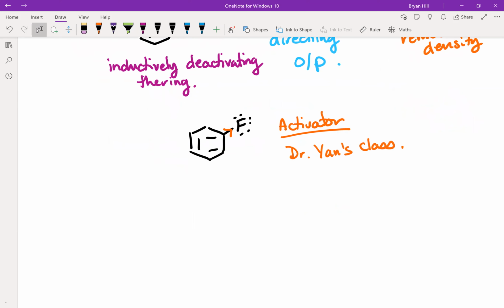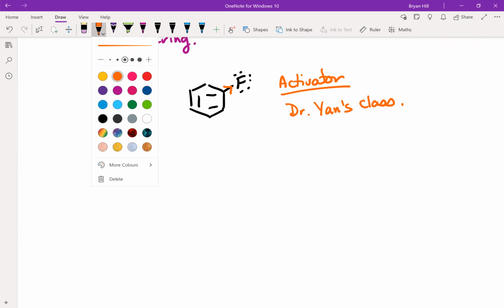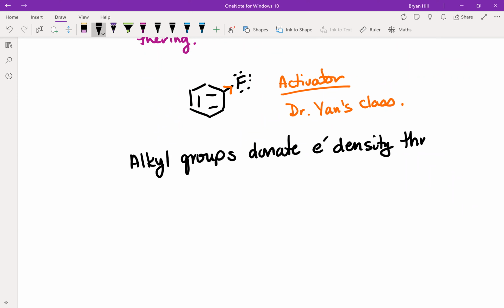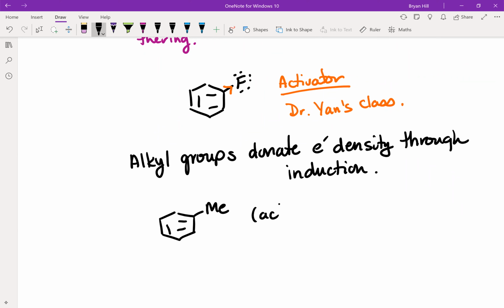Anyway, the other thing to remember is that alkyl groups donate electron density through induction. So if you've got a methyl group, this will be an activator. And so therefore it's going to direct ortho and para.